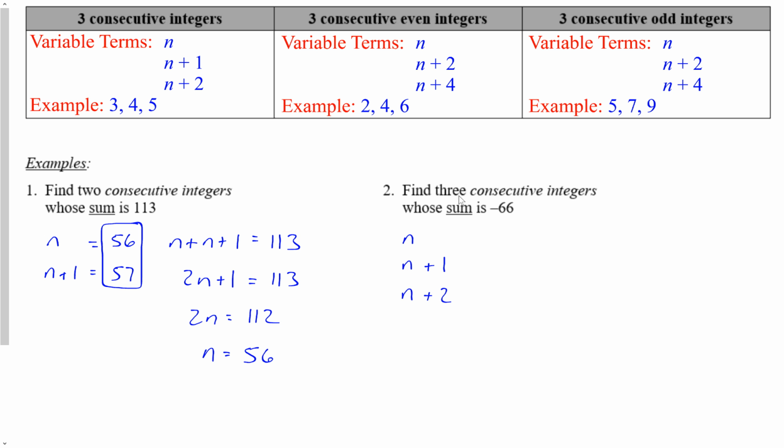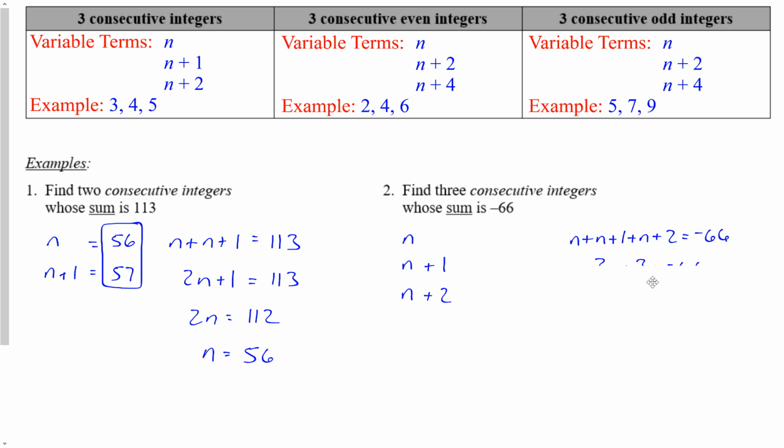From here, we're again told that the sum of those consecutive integers, so we're going to take all 3 of these variable terms, we're going to add all of them together and set them equal to negative 66. So the equation would start off like this.